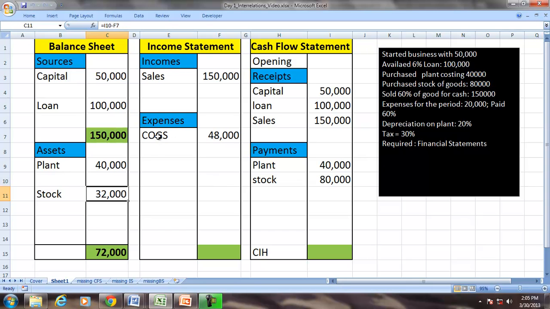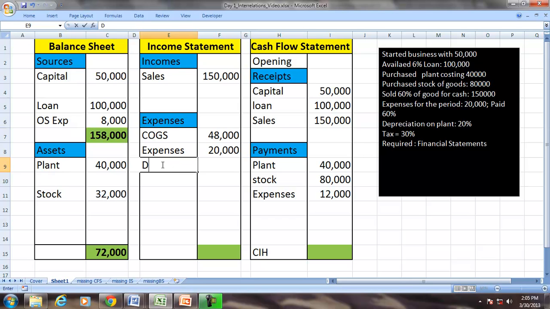Then expenses for the period is 20,000, but only 60% of the expense has been paid. So 60% of 20,000, 0.60. So the balance will remain as an outstanding expense, and outstanding expense is 20,000 minus 12,000.